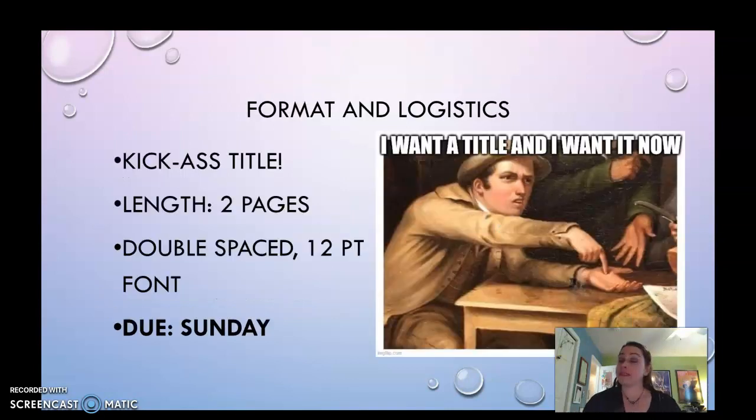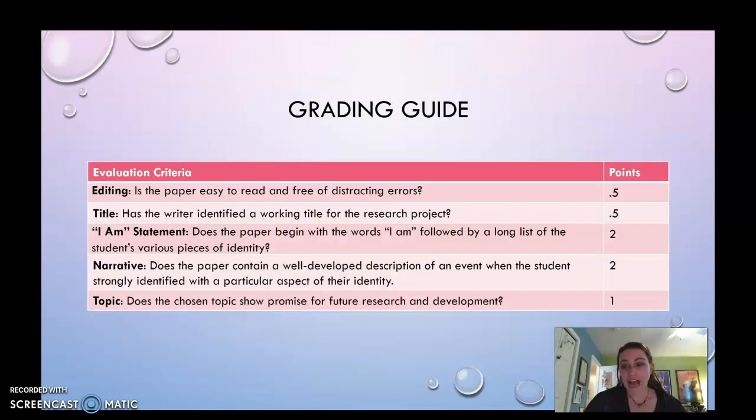All right, so your Pieces of Me identity reflection, the first piece in your larger research project. Things I'm looking for: kick-ass title, of course, 2 pages in length, 12-point font, and it's due on Sunday. If you look at how I plan to grade this, the bulk of the points go to your I am statement and then the narrative. I'm looking for both of those two pieces, so be sure that you have them both.